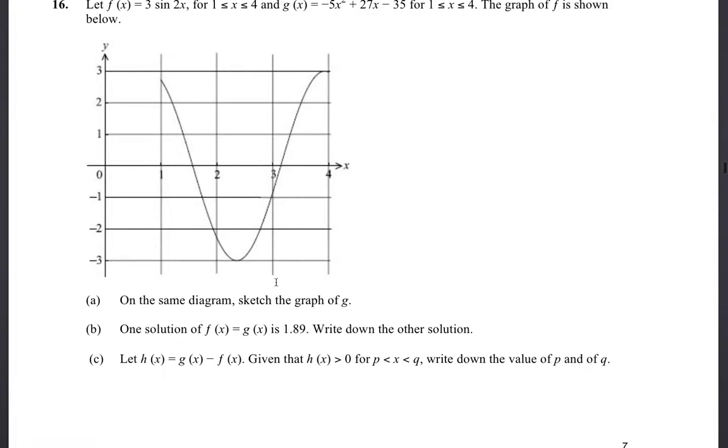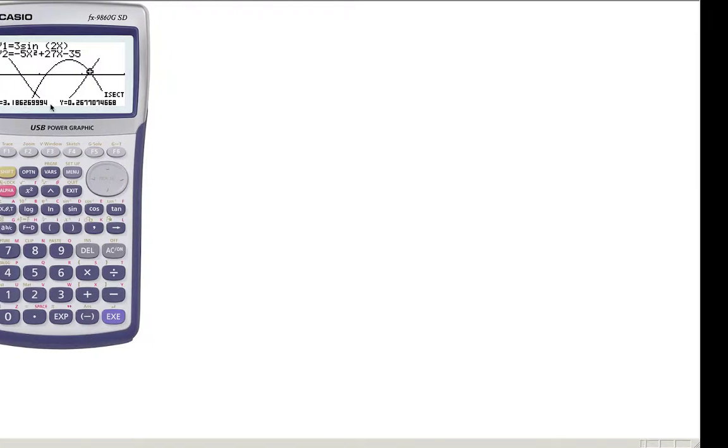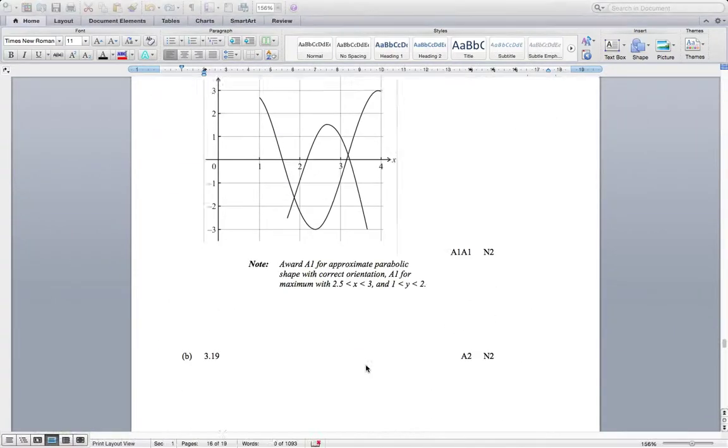The second one is, one solution of f of x equal to g of x is 1.89. Write down the solution. So find the point of intersection. So one solution is 1.89, as you can see here. The other solution is 3.186, so 3.19, correct to three significant figures. So the answer is 3.19.